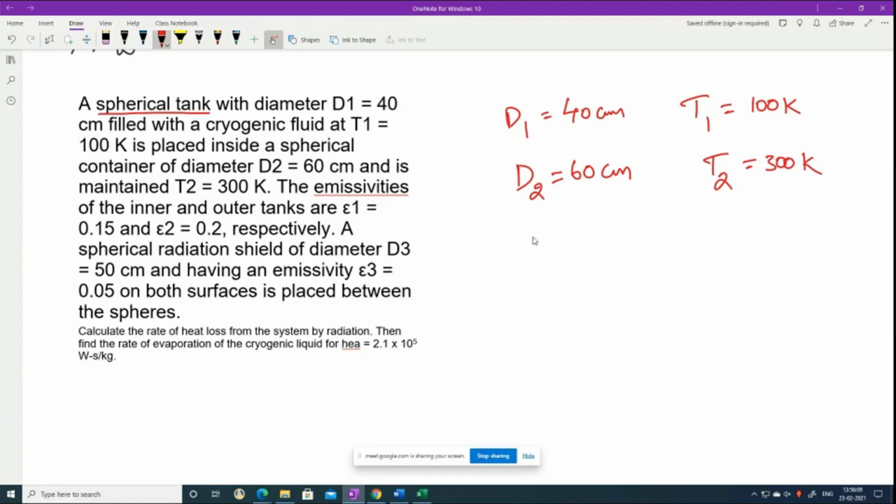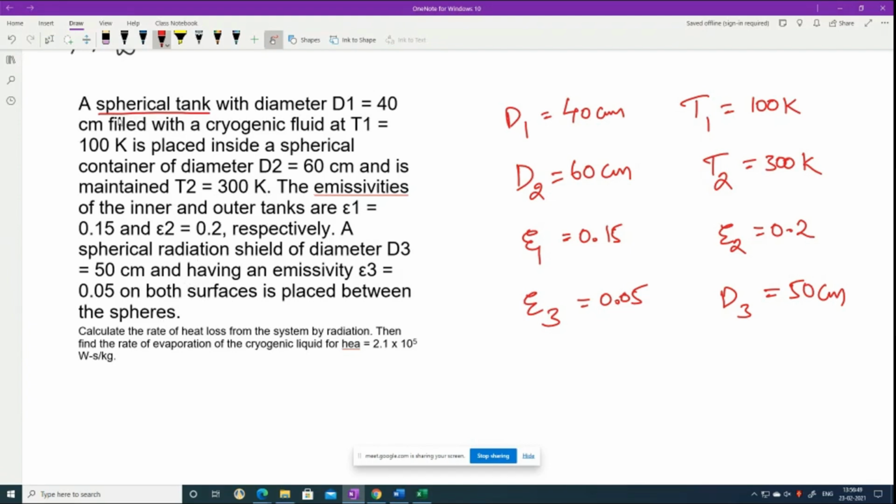Emissivities of the inner and the outer tank, epsilon 1 is equal to 0.15 and epsilon 2 is equal to 0.2, and what else is given? A spherical radiation shield, epsilon 3 is 0.05, and corresponding D3 is given as 50 centimeters. What is the meaning? It is 40 and 60, and this one is 50, meaning the shield is kept in between these two. So that's the meaning of this D3 here, and the epsilon 3 is given.